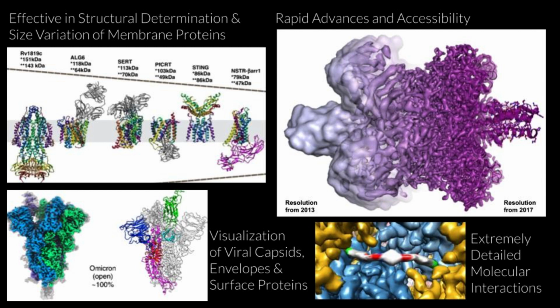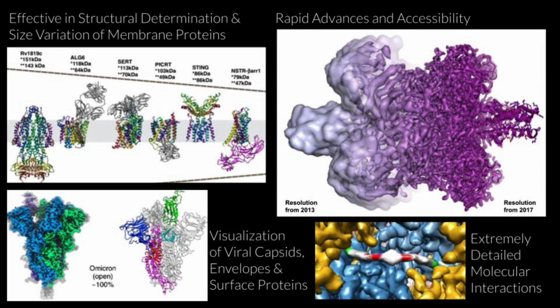Cryo-EM is well suited for capturing dynamic biological processes and interactions. It can capture multiple conformational states in a single imaging session. This image on the bottom right is the molecule ISRIB, and this image is showing how it interacts with the protein, giving researchers insight into how it works in the human body.